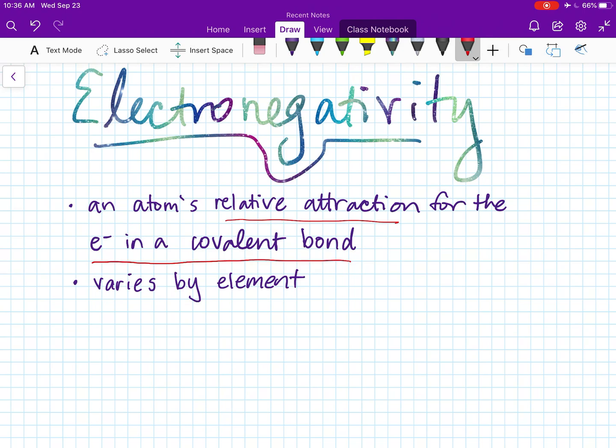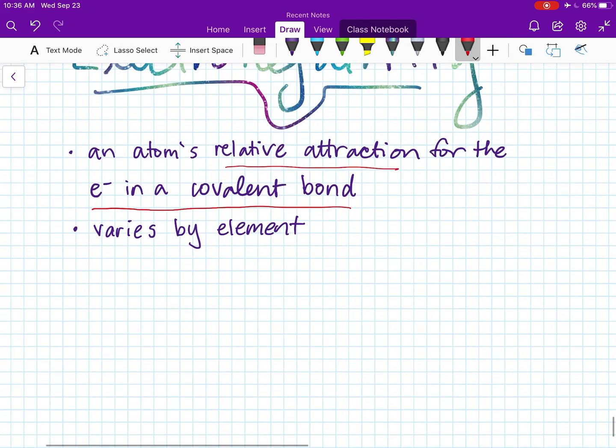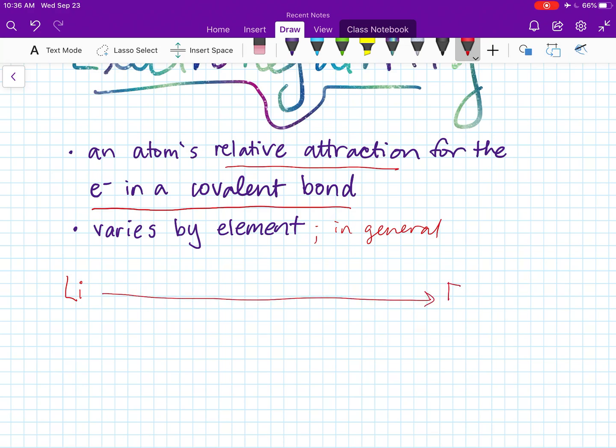So electronegativity values vary by element, and there's a nice periodic trend. In general, if you look at the periodic table, as you go from lithium on the left side of the periodic table to fluorine on the right side, electronegativity is going to increase. So across a row on the periodic table, the trend is that electronegativity is going to increase. And that is similar to the periodic trends that we discussed in the previous chapter.